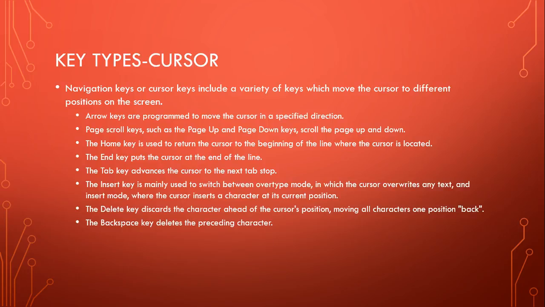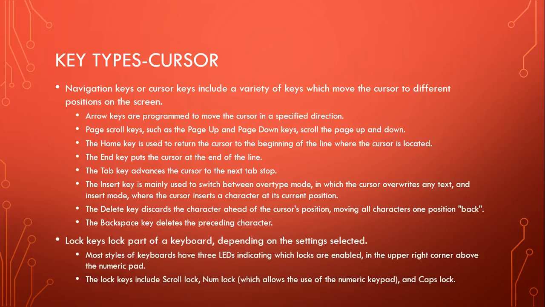You have the home key, which returns the cursor to the beginning of the line where the cursor is located. The end key, which puts the cursor at the end of the line. The tab key advances the cursor to the next tab stop. The insert key, which is mainly used to switch between overtype mode, in which the cursor overrides any text, and insert mode, where the cursor inserts a character at its current position. We have the delete key, which discards the character ahead of the cursor position, moving all the characters one position back. And the backspace key, which simply deletes the preceding character.